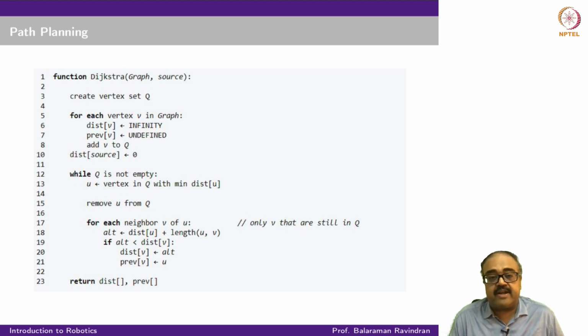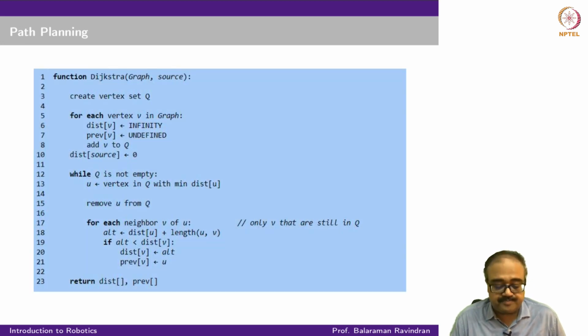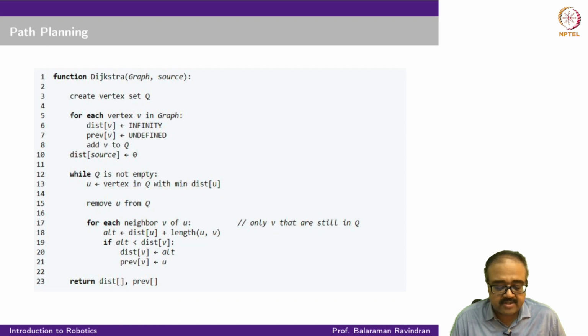Remember, I start off with infinity, but it's possible that from some other U prime I would have visited V already, right? From some other U prime I could have found out a shorter path than infinity to V, right? But now, if this alternate length I computed is shorter than the original distance I had for V, then I will change that. I'll also change the parent of V to U, because this is the one that gives me the shortest distance.